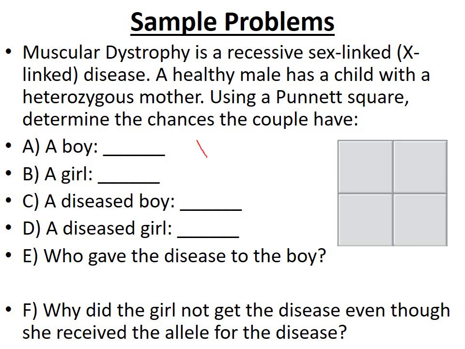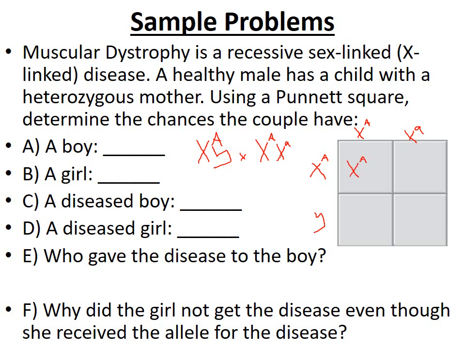So let's do our healthy male over here. We have X big A, Y. Let's do our heterozygous mother. That means she's a carrier. X big A, X little a. We'll put the mother on top over here. So X big A, X little a. We'll put the father on the side over here. X big A, and then Y here.